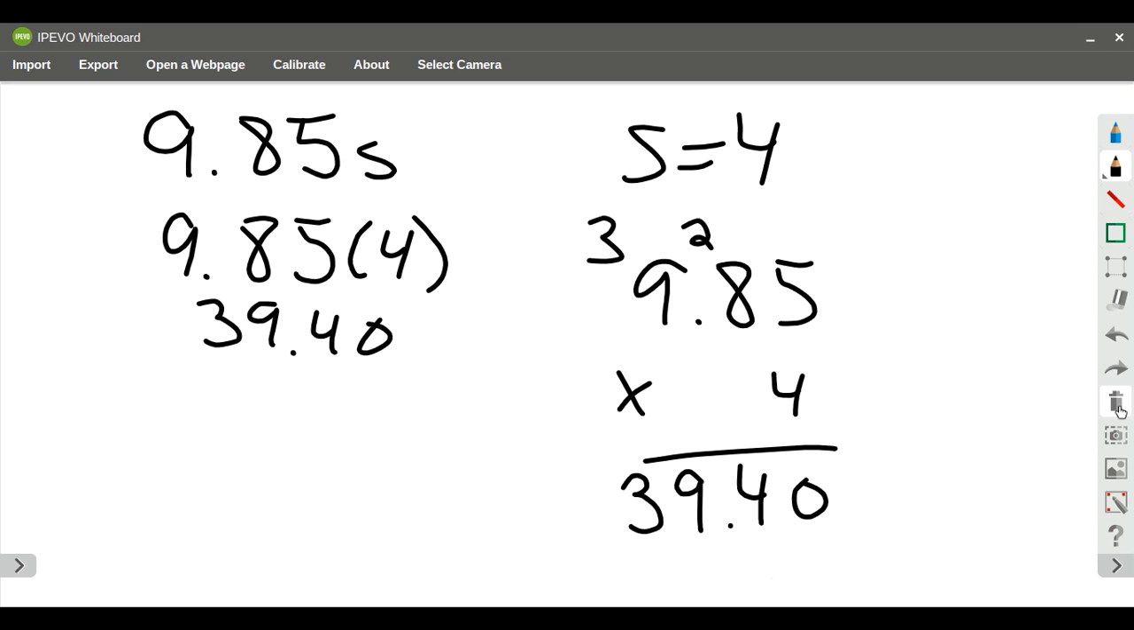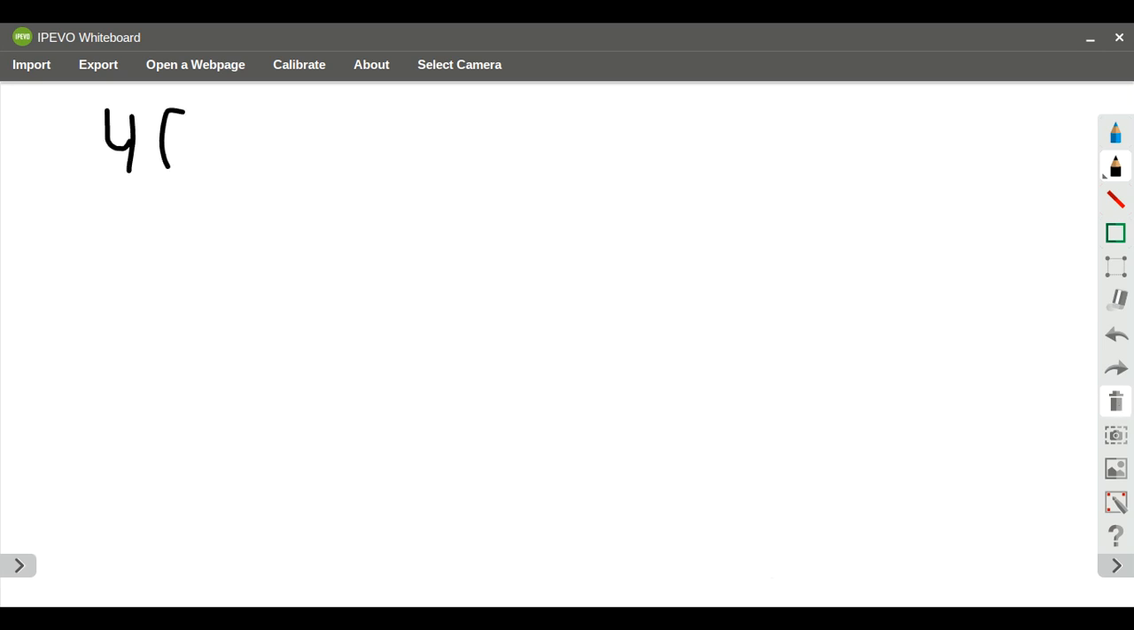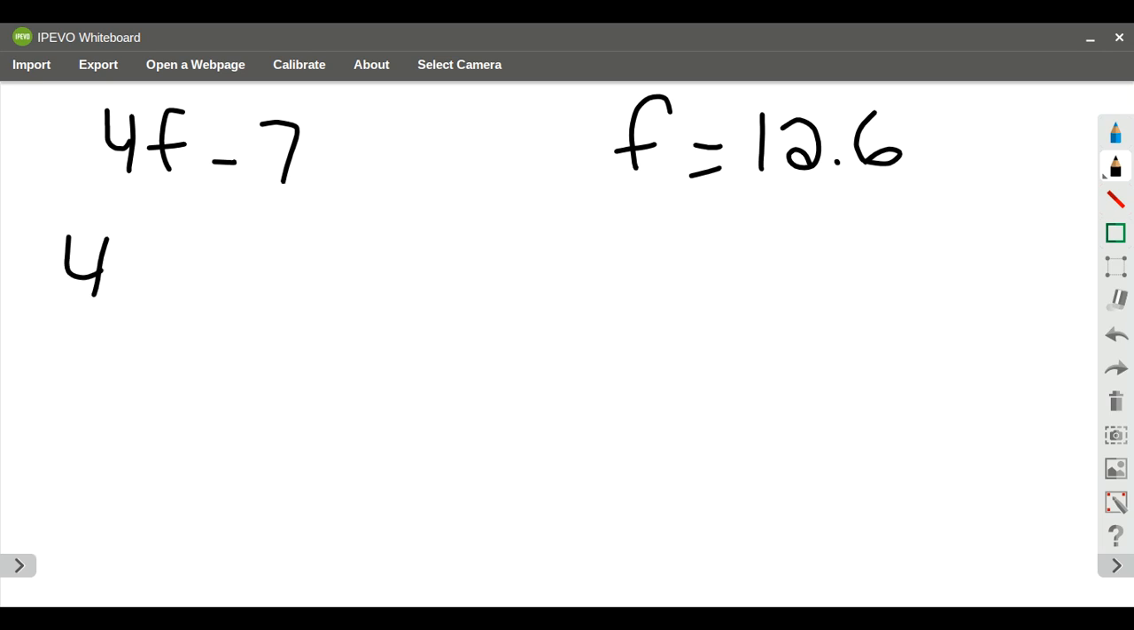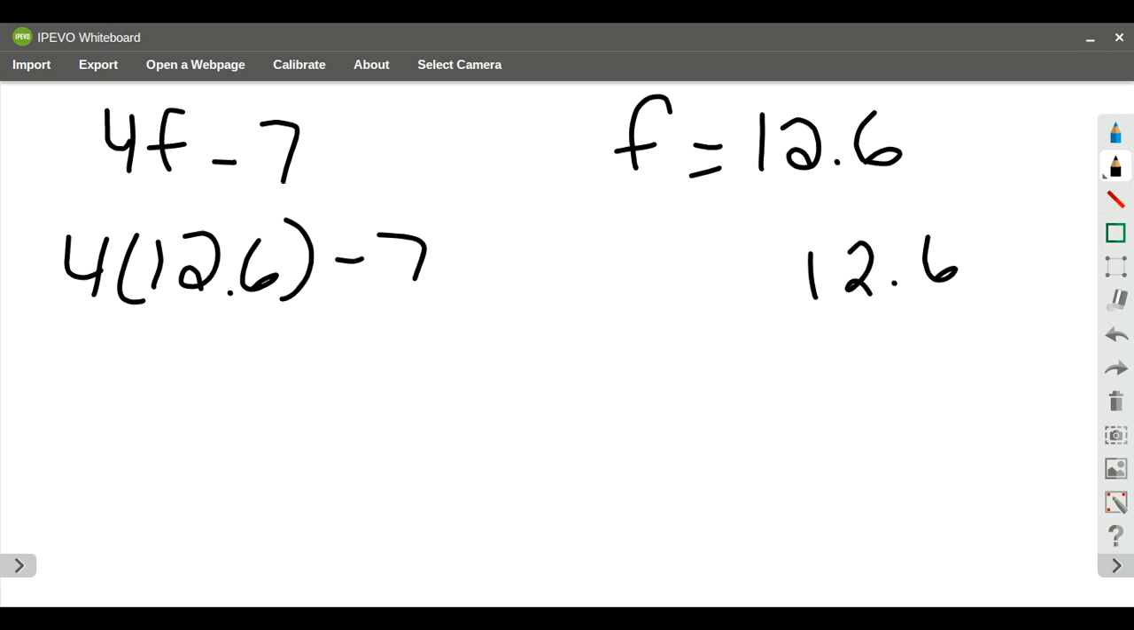And then my next problem that I'm going to do is I have 4f subtract 7, where f is equal to 12.6. So I'm going to do 4 times 12.6 subtract 7. So again, I'm just going to do my work off on the side here.